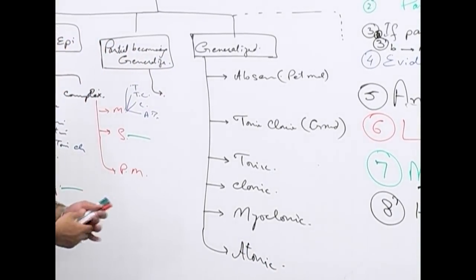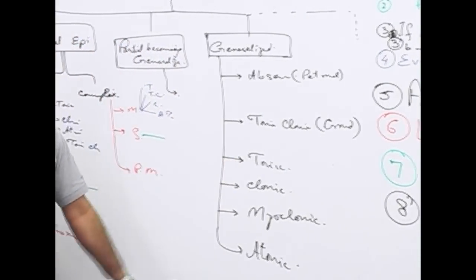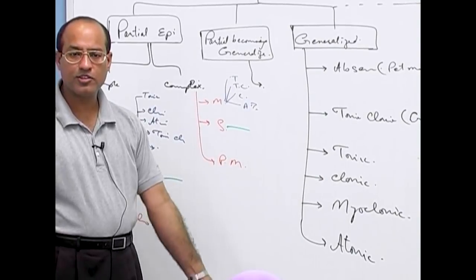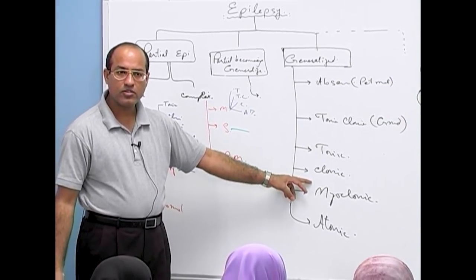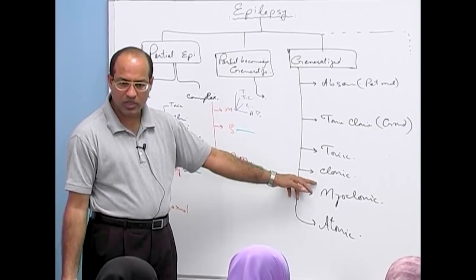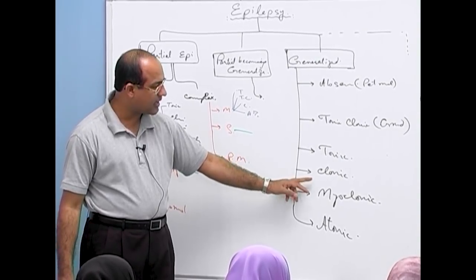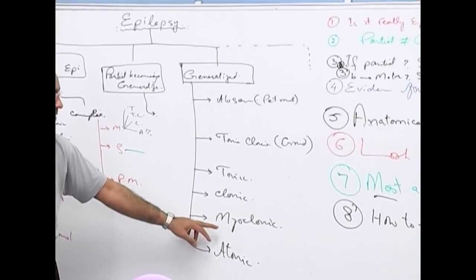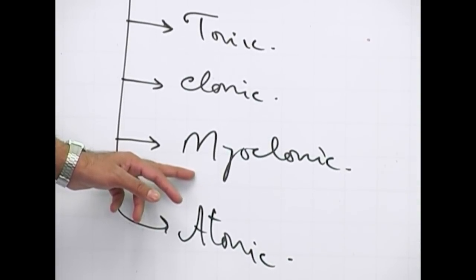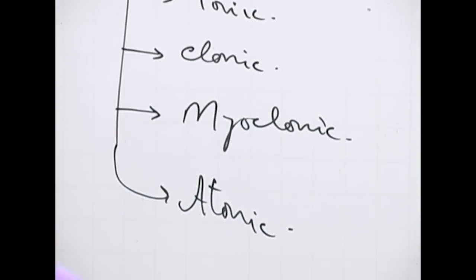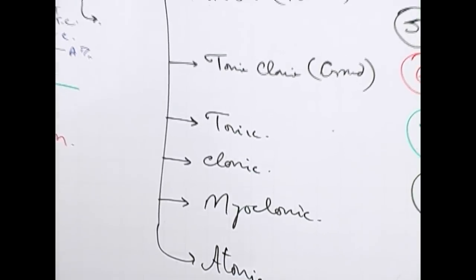Now, I will go into detail of the first two cases because the last are very easy. In tonic, the patient's body stiffens and then becomes normal. Clonic: simultaneously both halves of the body jerk and then the patient becomes normal. Myoclonic: one muscle or one group of muscles abnormally jerks and then the person becomes normal. Atonic: the whole body loses tone and then the patient becomes normal.